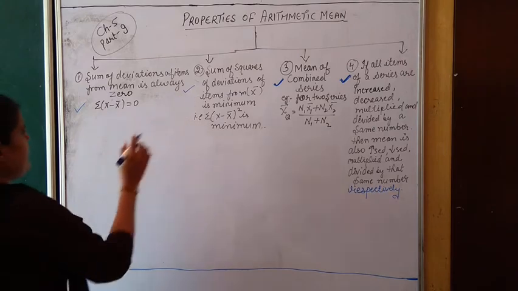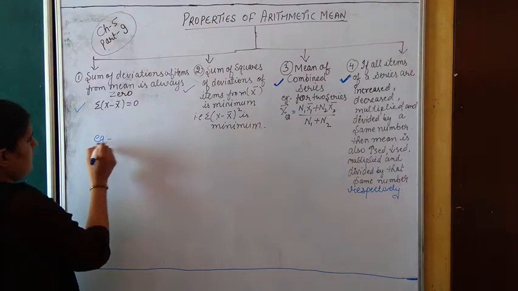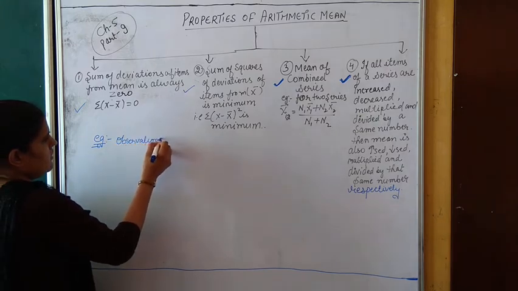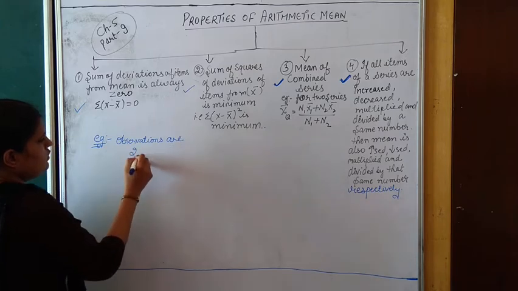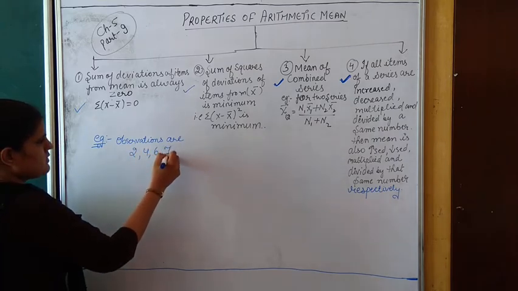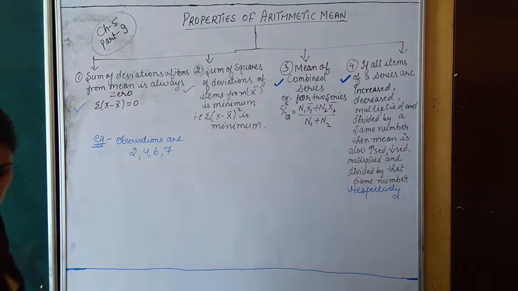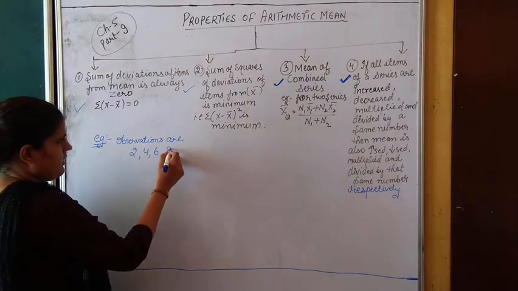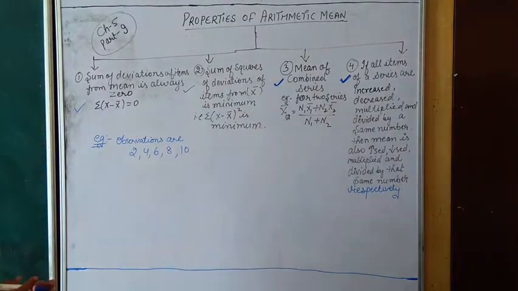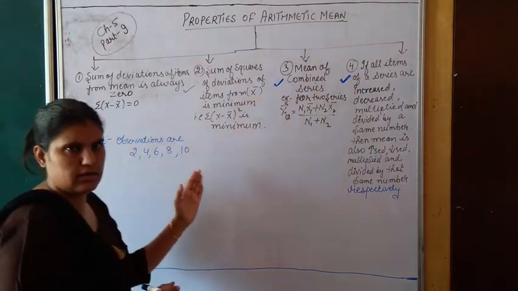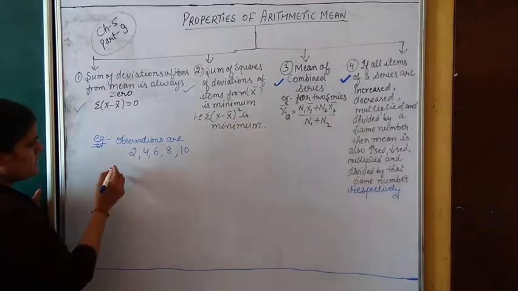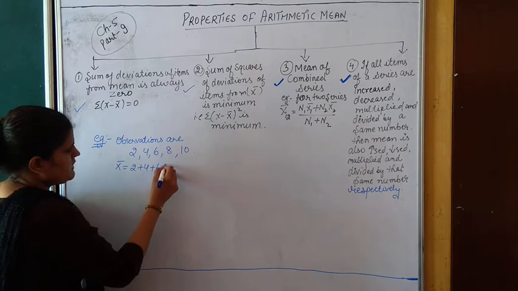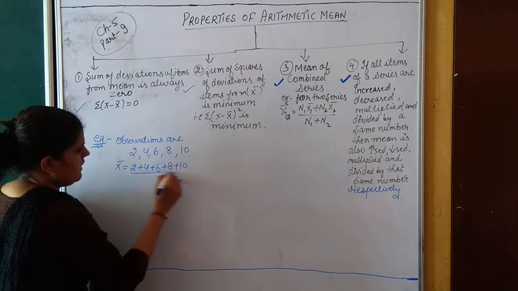Now let me take an example. Observations are 2, 4, 6, 8 and 10. Clear? Observations are 2, 4, 6, 8 and 10. And the mean of these observations is 2 plus 4 plus 6 plus 8 plus 10 upon 5.